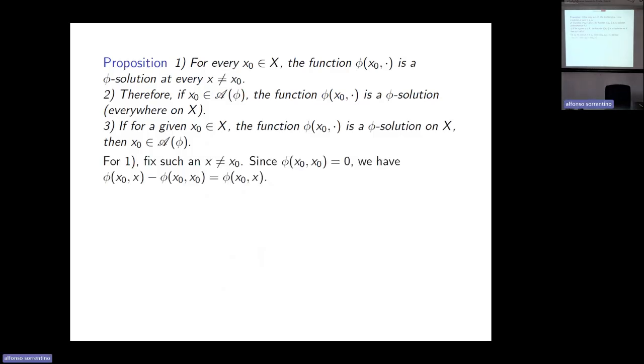For one, fix any x different from x0. Since we have phi of x0, x0 equals 0, we have phi of x0, x minus phi of x0, x0 equal phi of x0, x. This tells you, because x is different from x0, you can put here the distance, and it's still phi of x0, x. Okay? Because the distance is not 0, you get that it is the solution at x.